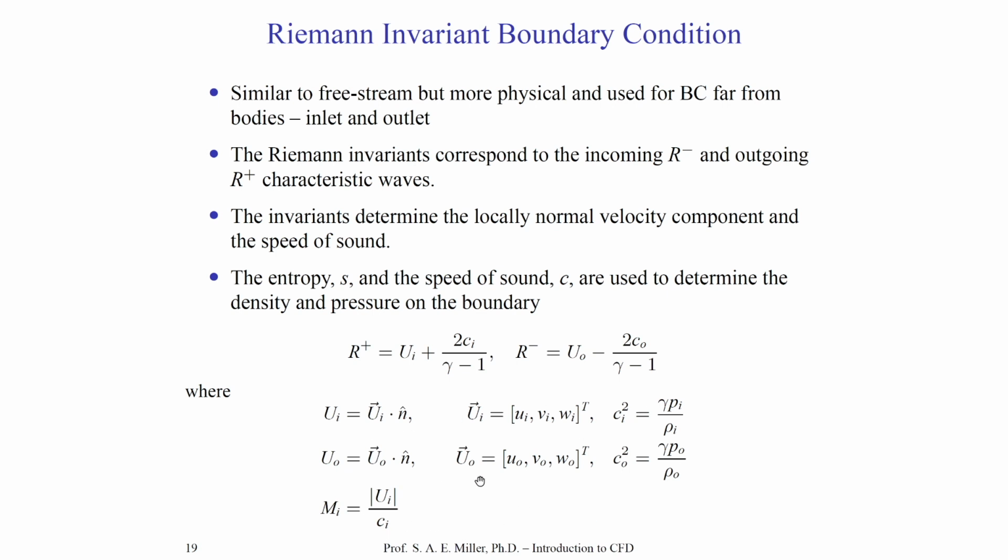These are all local values on the boundary, so R plus and R minus change along the boundary, and they change as the solution develops. You can see the brilliance of this approach. It's based on the idea of these eigenvalues, which we showed earlier, and the characteristic lines.